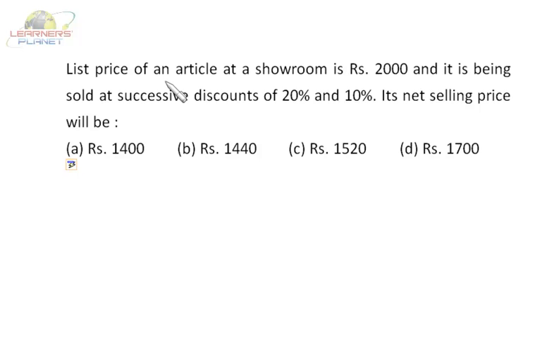The list price of an article at a showroom is rupees 2000 and it is being sold at successive discounts of 20% and 10%. What is its net selling price? First of all, let's calculate the 20% discount on 2000, that is 400. That means after one discount, the price is 1600. After that, the 10% discount is there. So 10% of 1600 rupees, 160, will further be deducted. So 1600 minus 160, the final price is 1440 rupees.